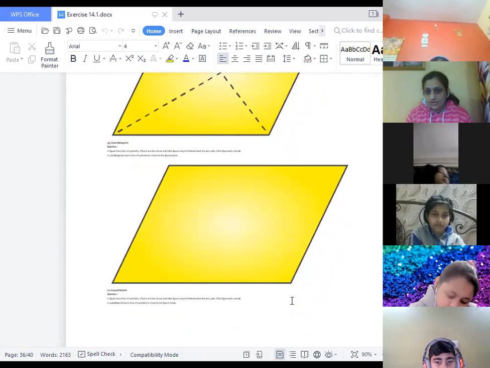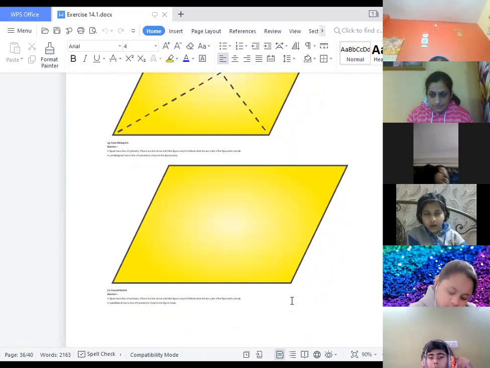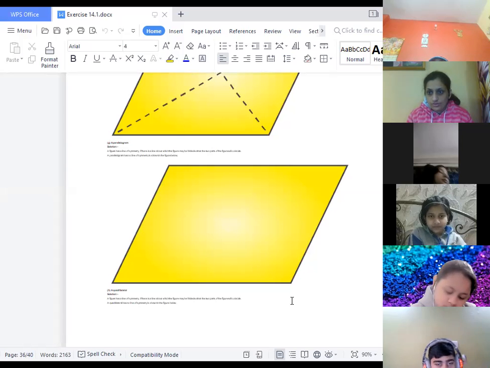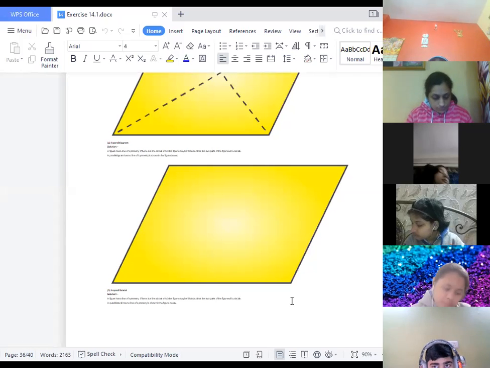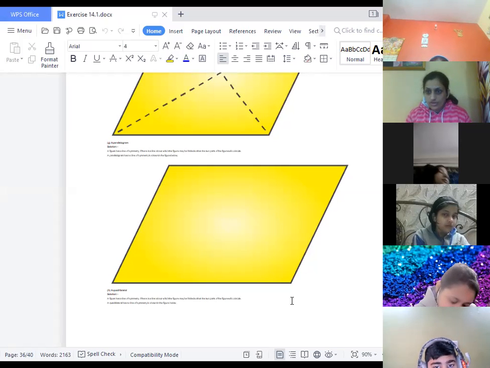Dhavanya, open your camera. Draw a parallelogram, children. There is no line of symmetry in a parallelogram. Draw it.